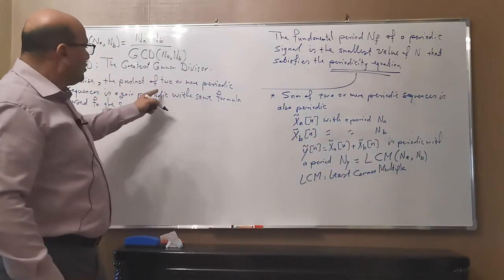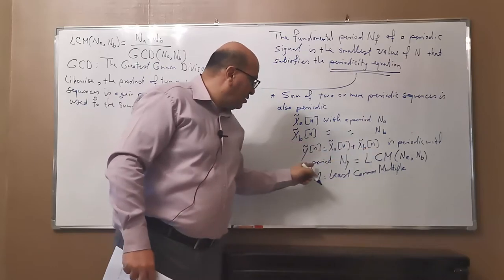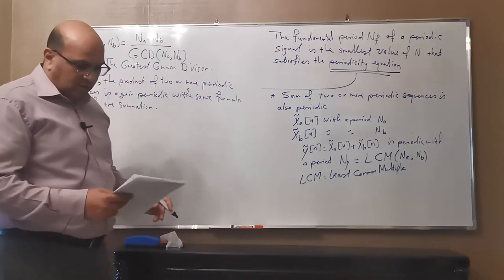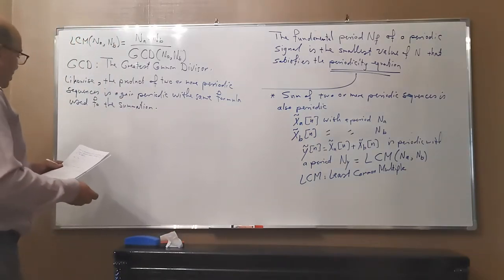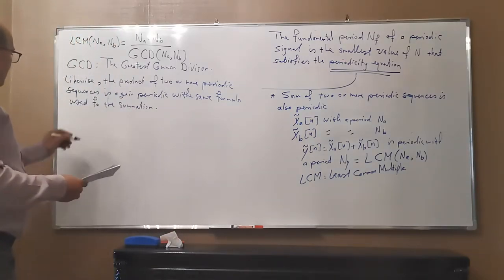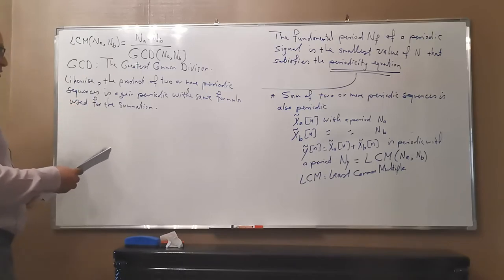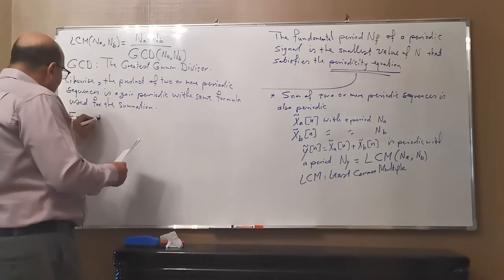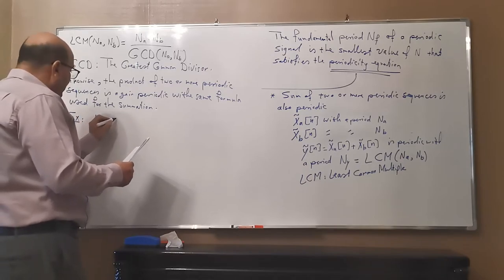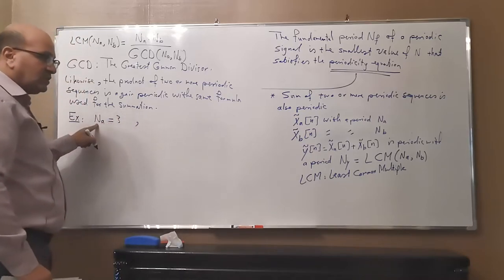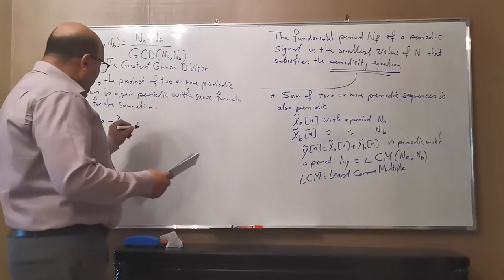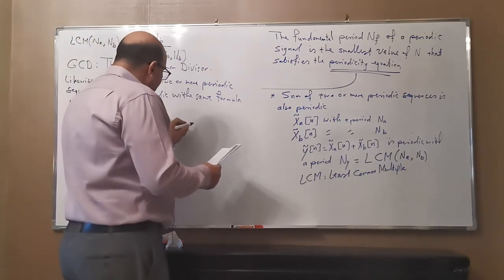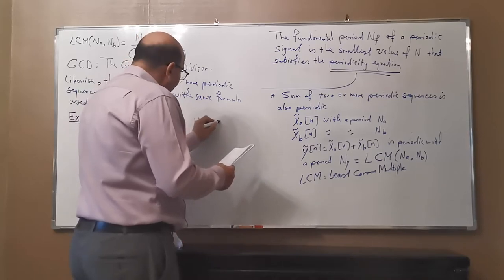If we have a multiplication of two sequences, then the period of the resultant will be the least common multiple of the two individual periods. Okay, as a small example here, let's take three sequences. A has a period of three, we have another sequence with a period of four, and a third sequence with a period of six.